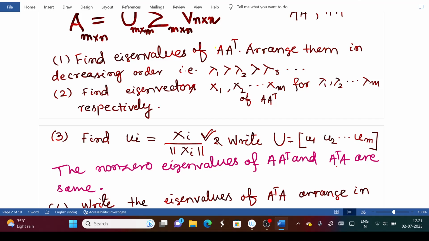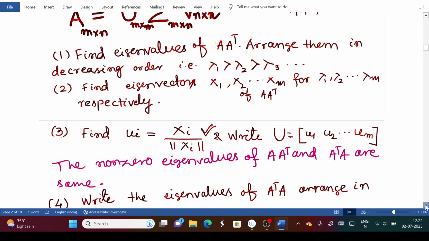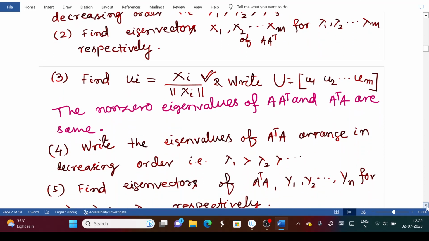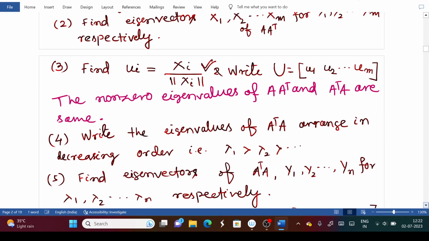Similarly, from the eigenvalues of A transpose, we will find out the eigenvalues of A transpose A. Here, all the non-zero eigenvalues are the same. The other eigenvalues which are different are just zero eigenvalues. So again here we will find out the eigenvalues of A transpose A, then we will arrange them in descending order.